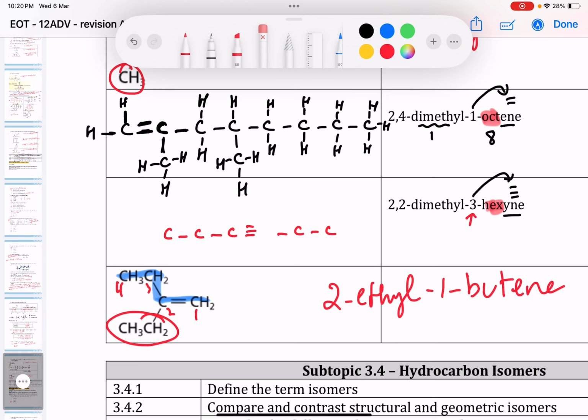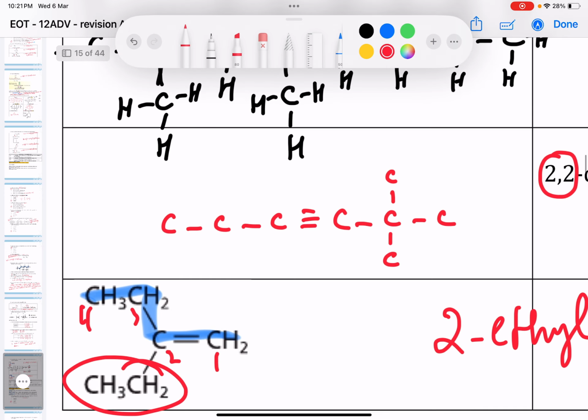Now, let's see what else we have in this compound. We have 2 branches, both of them on the second carbon. Each of them has a 1 carbon branch, methyl. Now we're done. The rest is to put the hydrogen atoms. Remember, every carbon can take 4 bonds.